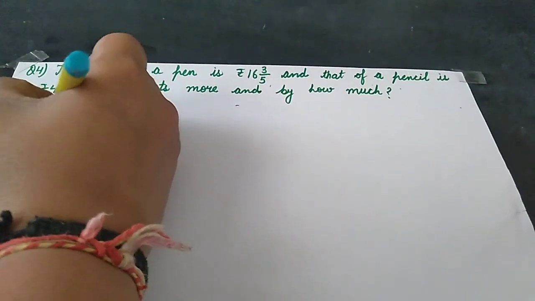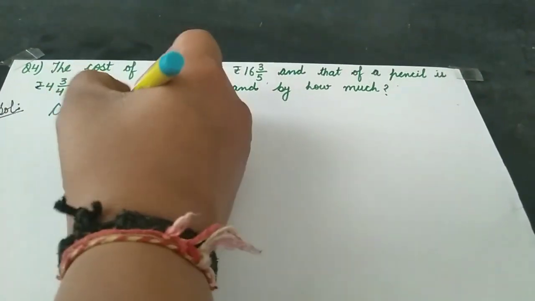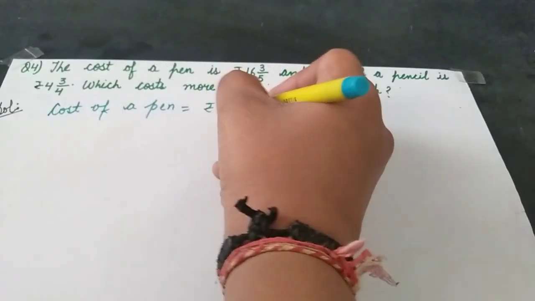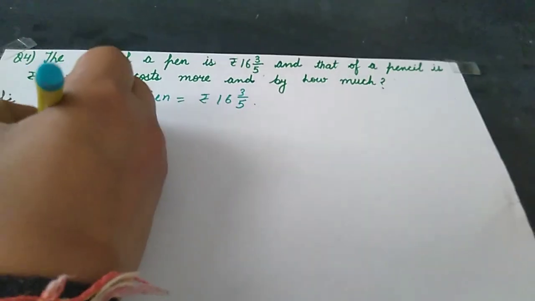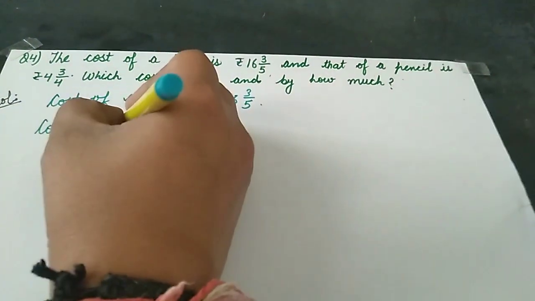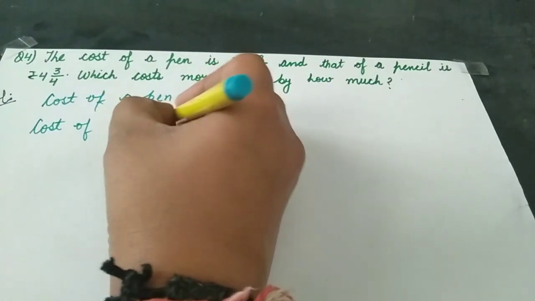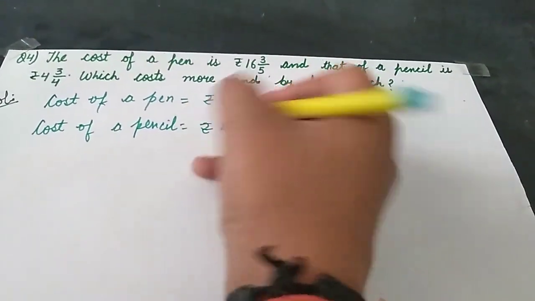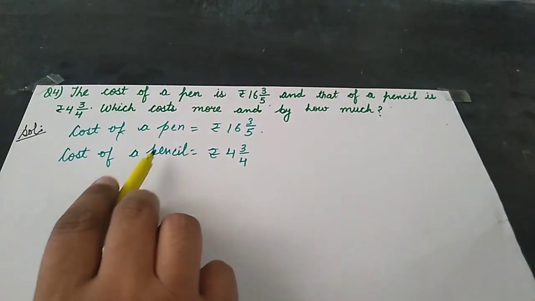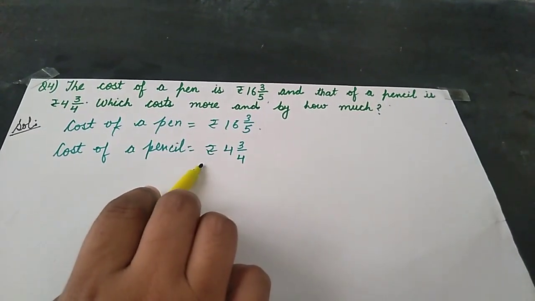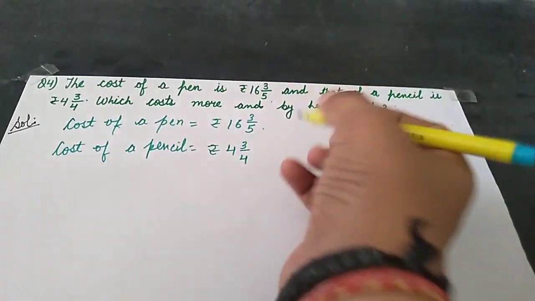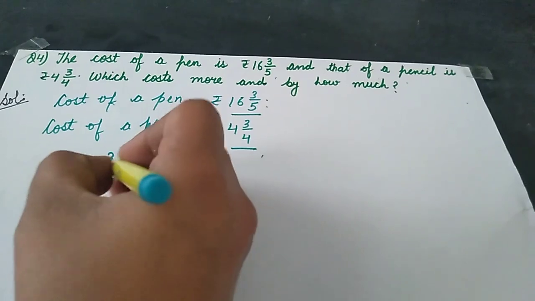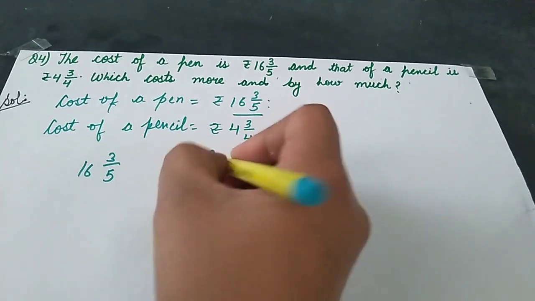So first, what is given? The cost of a pen is rupees 16 3/5. The cost of a pencil is rupees 4 3/4. Now in the first step you have to find which costs more. That means you have to compare these two values, 16 3/5 and 4 3/4.